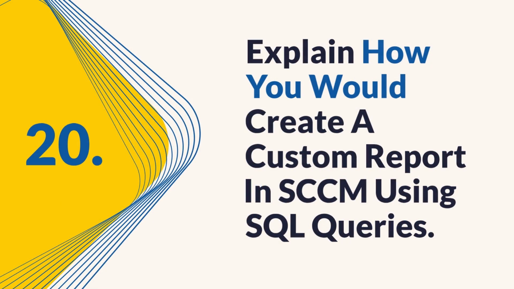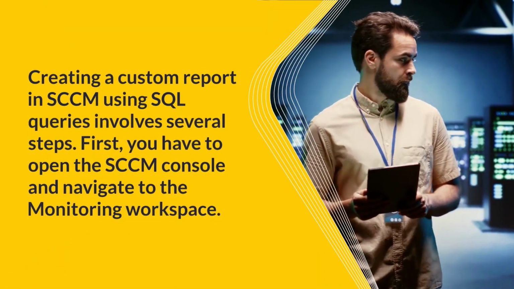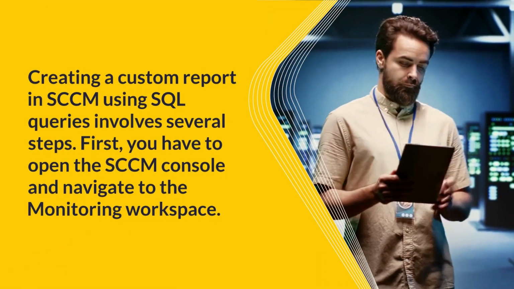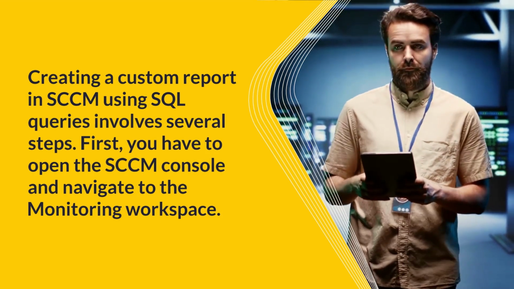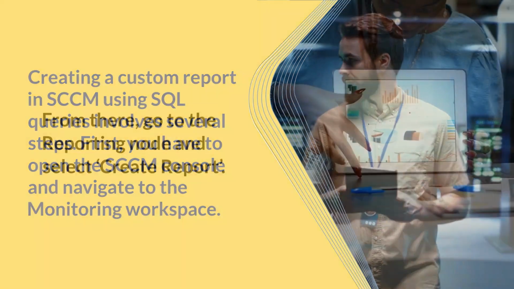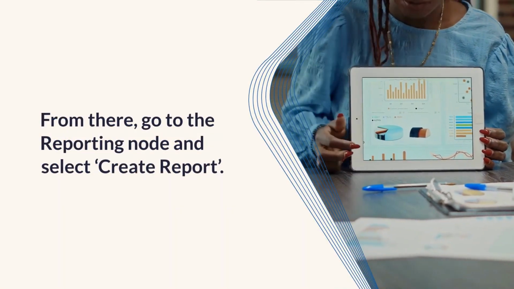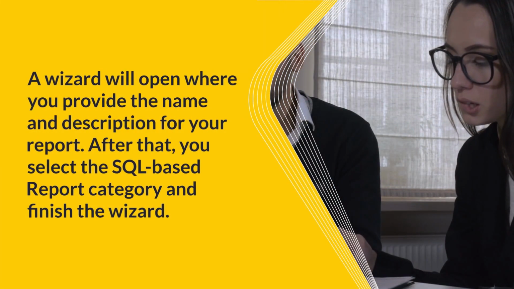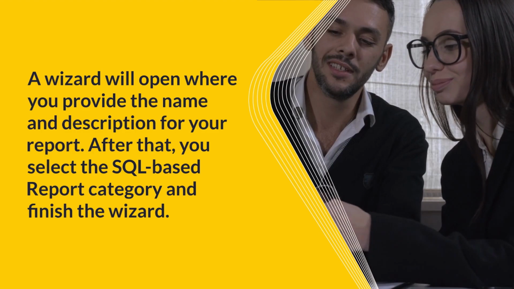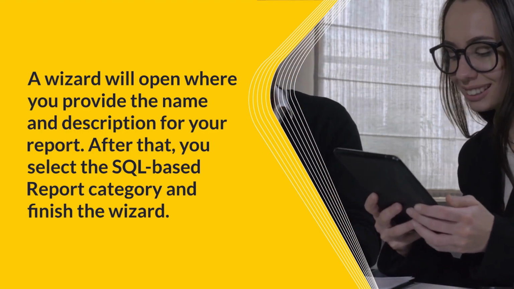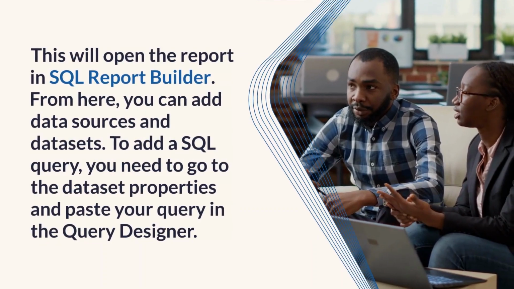20. Explain how you would create a custom report in SCCM using SQL queries. Creating a custom report in SCCM using SQL queries involves several steps. First, you have to open the SCCM console and navigate to the Monitoring workspace. From there, go to the Reporting node and select Create Report. A wizard will open where you provide the name and description for your report. After that, you select the SQL-based report category and finish the wizard. This will open the report in SQL Report Builder.